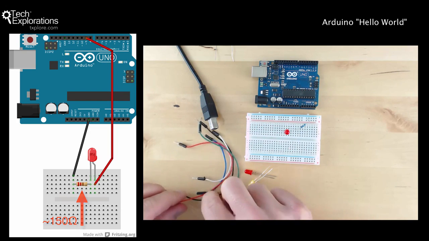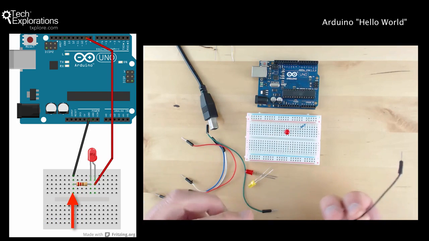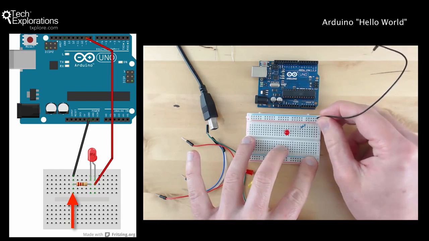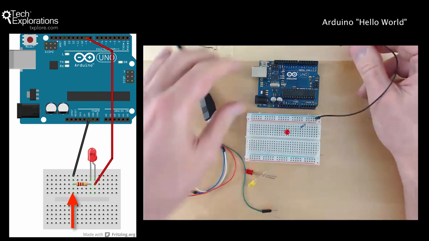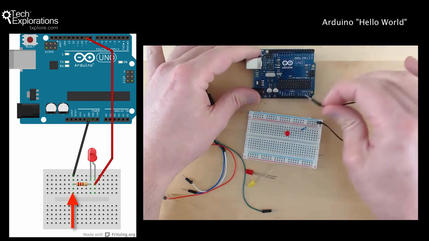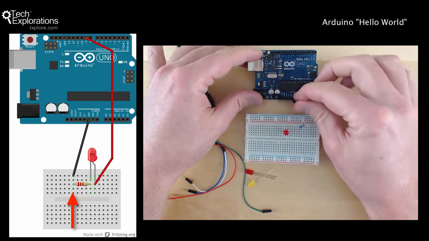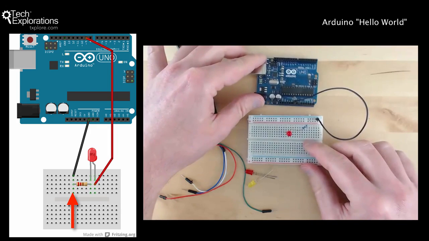Speaking of the ground pin, let's do that next. I'm going to take a black wire. As much as I can, I try to use black for ground so that it's easy to identify which wire goes where. Look for the ground pin on the Arduino, which is, there's two here, so I'll just use either one and plug it in here.